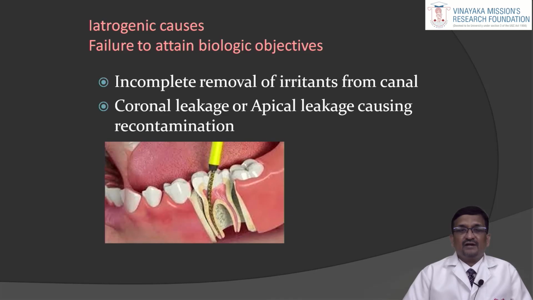Then what are the causes where I fail to achieve biologic objective? If I fail to achieve biologic objectives, then it results in incomplete removal of irritants from canal, all due to the previous mechanical objectives. Okay, so if I don't follow them, then I will end up leaving the remnants of pulp, which will be the cause of failure for my root canal. Then always remember, coronal leakage and apical leakage can cause recontamination, which means you should have a good filling after endodontics and you should have a good gutta-percha obturation at the apical seal. If both are not achieved, whatever good work you have done in a root canal, it can result in failure.